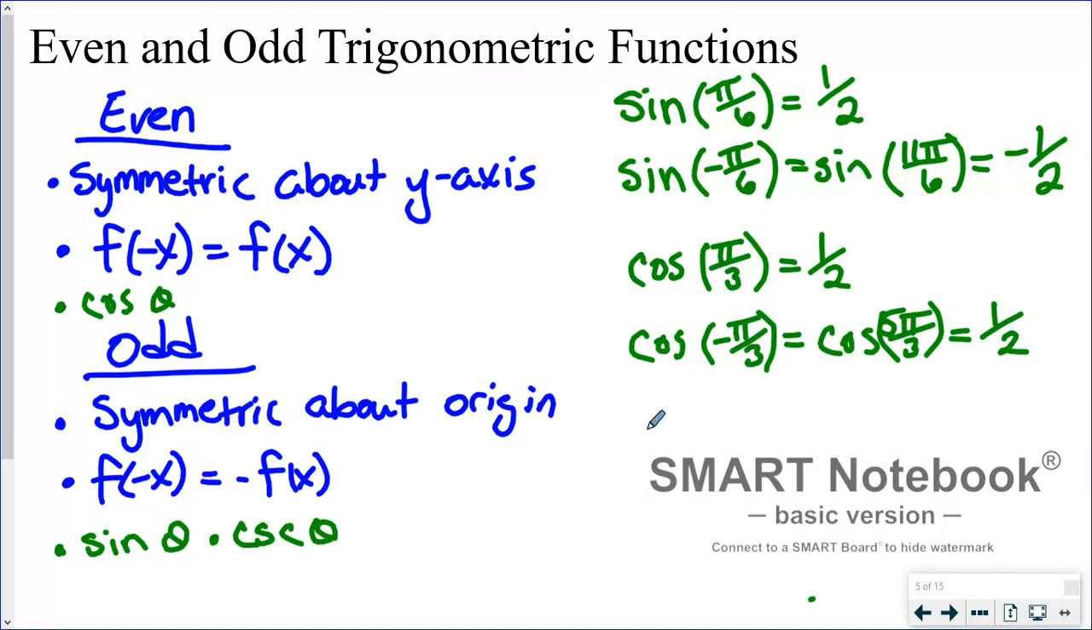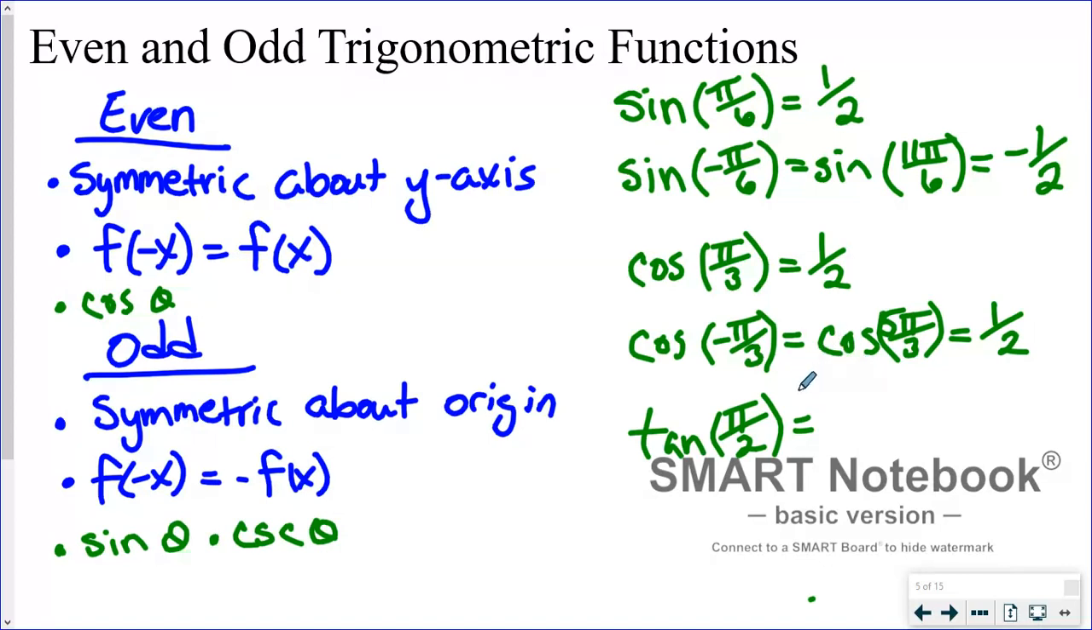And last but not least, let's check tangent. Remember, to find tangent from the unit circle, we take the y-coordinate divided by the x-coordinate. When I went over the unit circle yesterday, I also wrote all of the tangents around the unit circle. So if you did that, then you would have the tangents in front of you anyway.